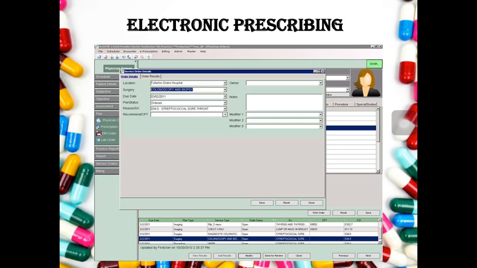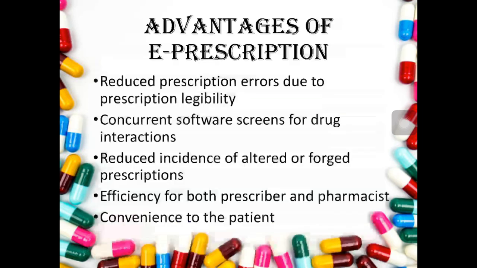So what is an electronic prescribing system? This is a computer-to-computer transfer of prescription information between authorized prescribers, pharmacies, intermediaries, and payers under nationally accepted standards. So now, let us discuss the different advantages of e-prescription.